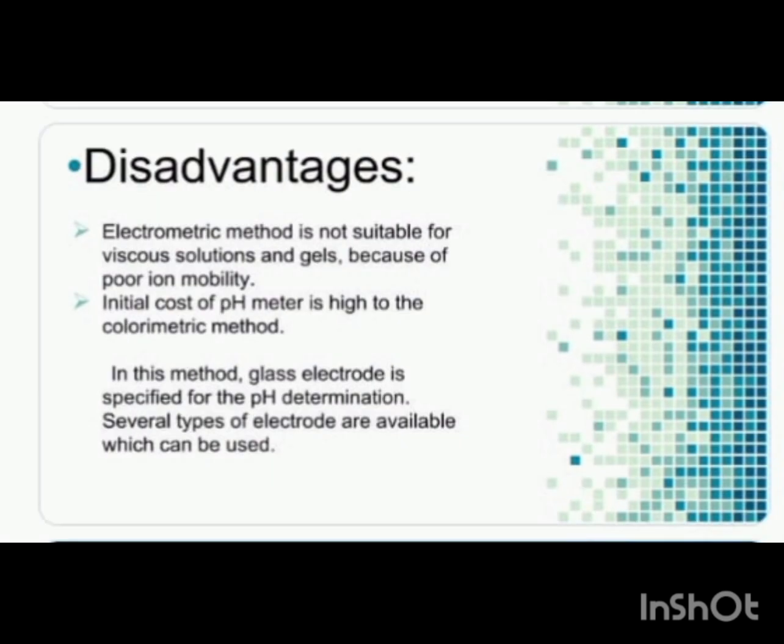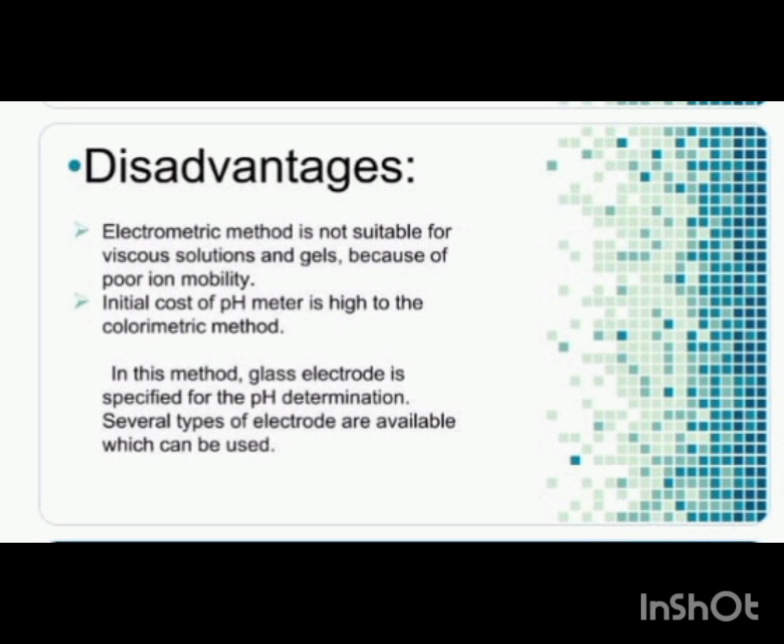The electrometric method is not suitable for viscous solutions and gels because of the poor ion mobility, and high viscosity causes the poor ion mobility. The initial cost of the pH meter is high compared to the colorimetric method. In this method, a glass electrode is specified for the pH determination. Several types of electrodes are available which can be used.